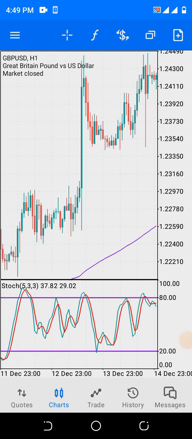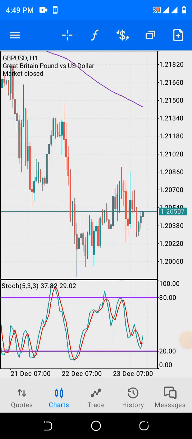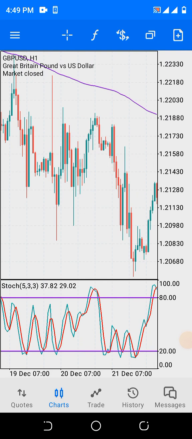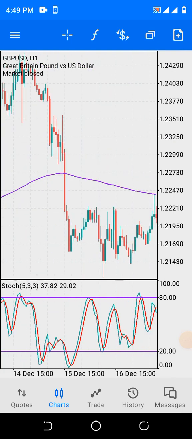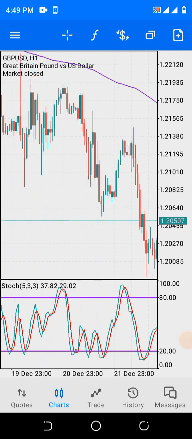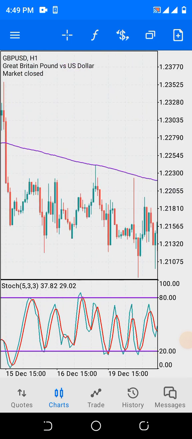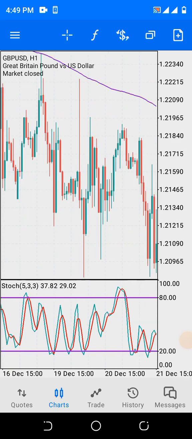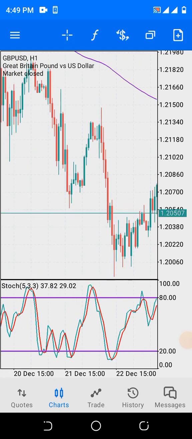So that is all about the stochastic oscillator. Now, this is how the strategy works. Pay attention. This particular strategy is very, very profitable. But before that, with this strategy, you make use of a 1:3 risk to reward ratio. That is what you make use of while using this strategy.